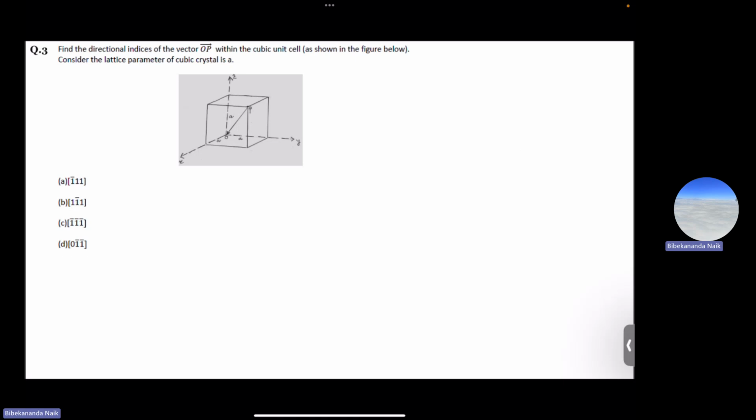Then question number 3, find the directional indices of the vector OP within the cubic unit cell as shown in the figure below. Consider the lattice parameter of the cubic crystal is A. So here this is a cubic unit cell. In case of cubic, A equals B equals C, so we will write A for X, Y, and Z. So options are option A, minus 1, 1, 1; 1, minus 1, 1; minus 1, minus 1, minus 1; 0, minus 1, minus 1. So these are the four options.